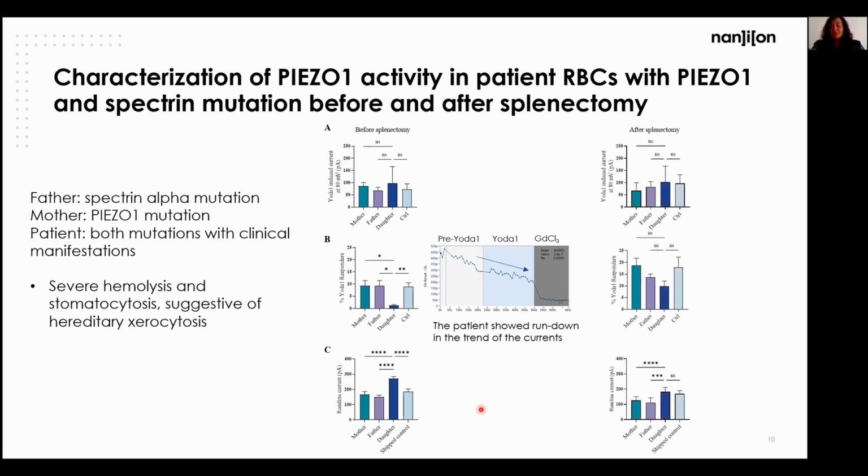Then we have the results after splenectomy. The Yoda1-induced current looked like before, no differences, but I could immediately see an improvement in the percentage of responding cells and also in the current trends, which was closer to the control and the other samples. The same for the baseline current, which was close to the healthy control.